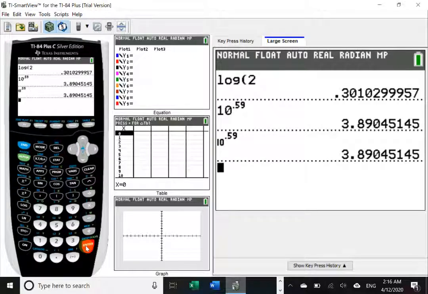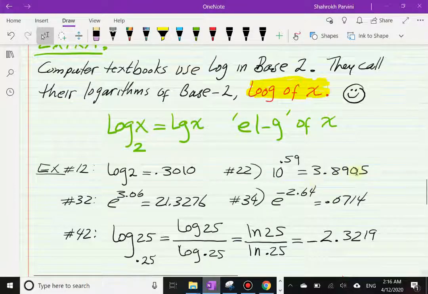One I use the preset function here. The other one I use 10 and the caret sign, the hat sign. And that's the answer, 3.890. Now to 4 decimals, remember to the right of 4 lies a 5. So we're going to round this up to 3.8905. And there you go, that's what I got.